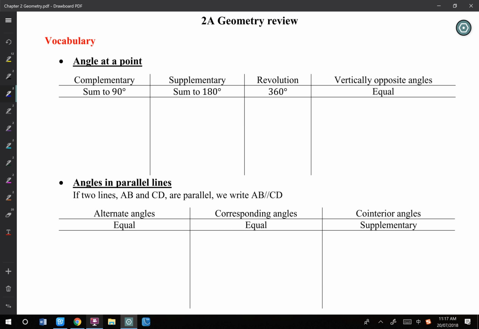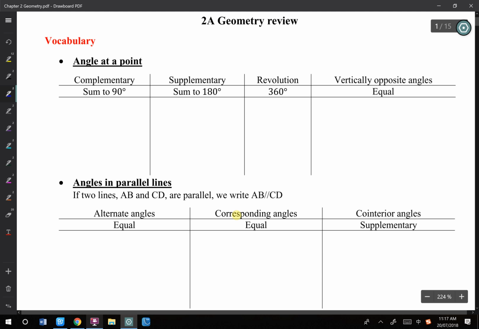Review. So we first of all talk about angles at a point. We have complementary, supplementary, revolution, and vertical opposite. If I represent it by a graph, two complementary angles can be like this. In total they add up to 90 degrees. I can have angle A and angle B, and they will add up to 90 degrees.